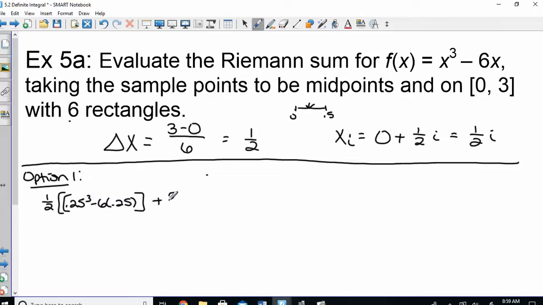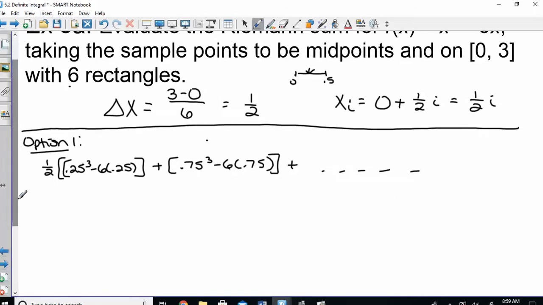And then the next one, once you get your first one, you just have to add your change in x every time. So if I add my change in x, which is 0.5, the next one I'd plug in would be 0.75 cubed minus 6 times 0.75. Plus, and can we keep doing this 6 times? Okay. I'm not going to finish writing it out that way, I just want to show you. So if you like that way, you can stick with that.